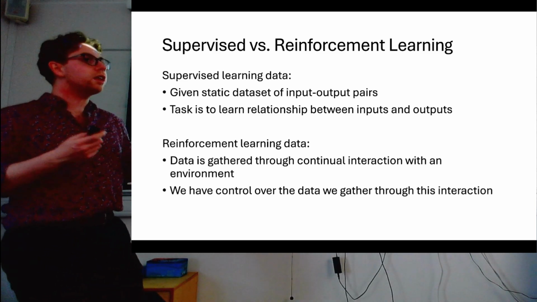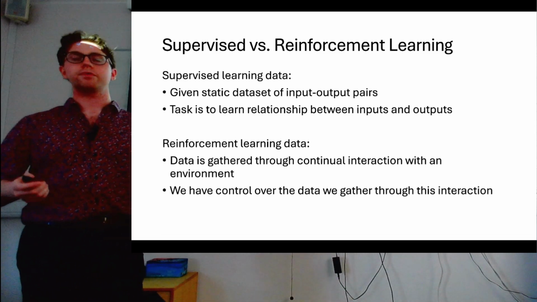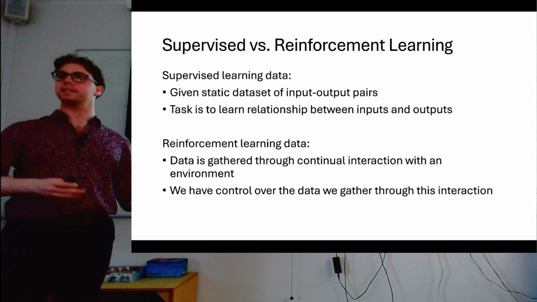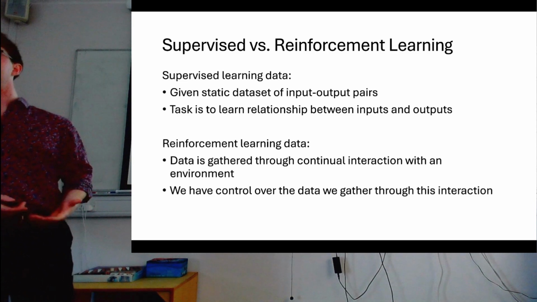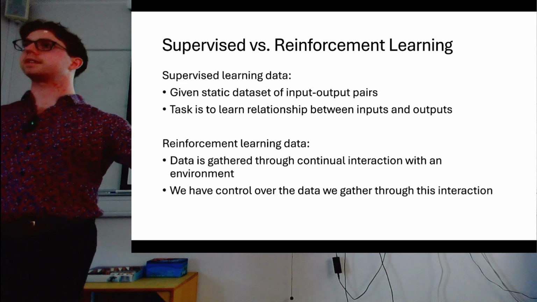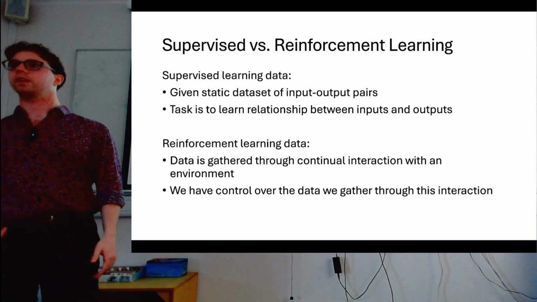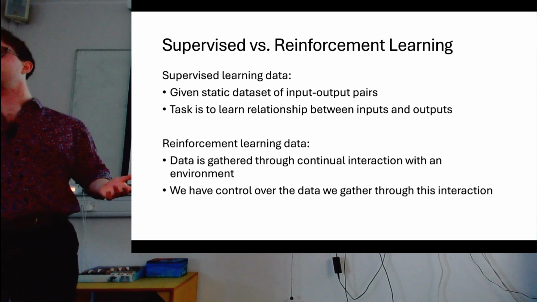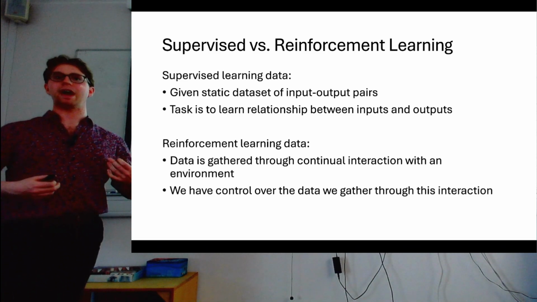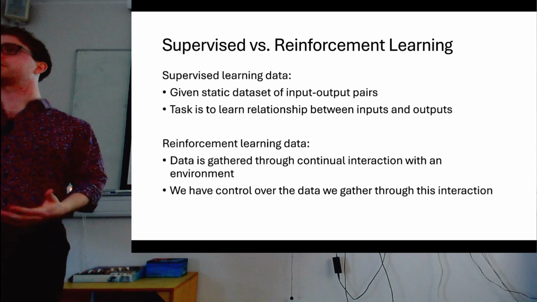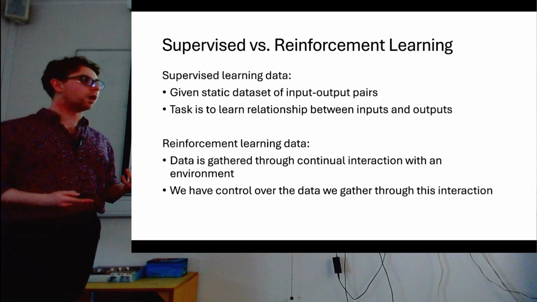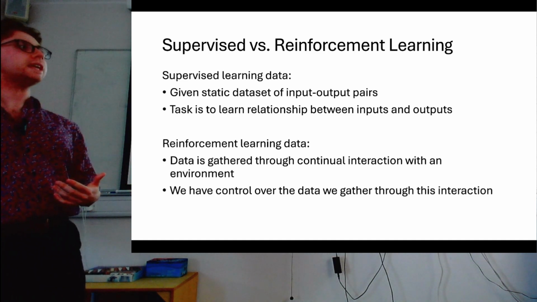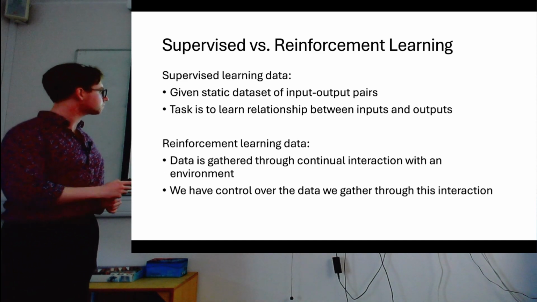And so unlike in supervised learning, we have control over the data that we get, right? We're not given a static data set, but instead we have to decide how we're going to elicit data so that we can learn effectively. So this immediately makes the problem way harder to solve, right? Because you have this entire other dimension that doesn't exist in supervised learning of working out how you're going to get the data that you need in order to learn the problem.